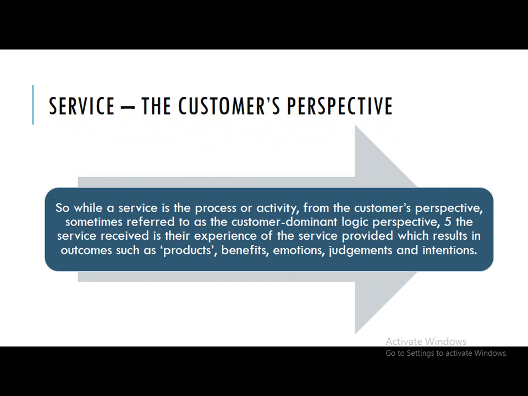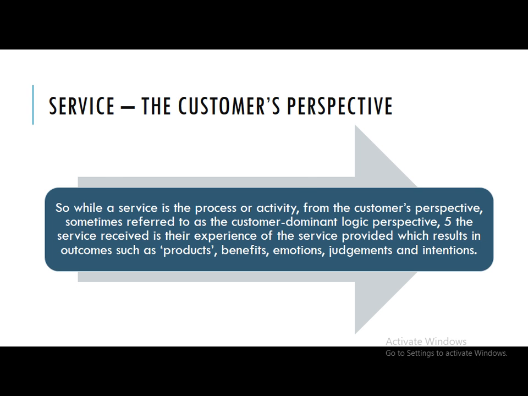Now we will talk about service from the customer's perspective, that is at the receiver end. While a service is the process or activity that we have learned about up till now, from the customer's perspective, sometimes referred to as the customer dominant logic perspective, the service received is their experience of the service provided, which results in outcomes such as products, benefits, emotions, judgments, and intentions.